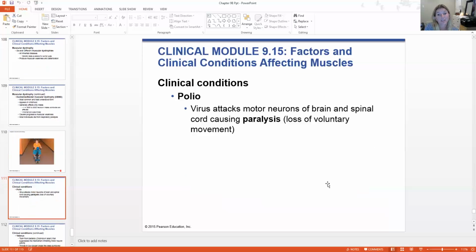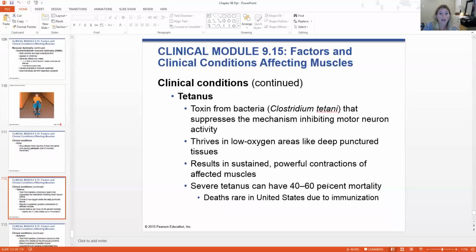Polio is a virus that attacks the motor neurons of your brain and spinal cord, and that is what causes paralysis and loss of voluntary movement. Very sad. Tetanus is a toxin from bacteria, which suppresses the inhibiting of motor neuron activity. So, otherwise, your motor neurons are firing in overdrive, and your muscles are having very powerful, sustained contractions, producing tetanus.